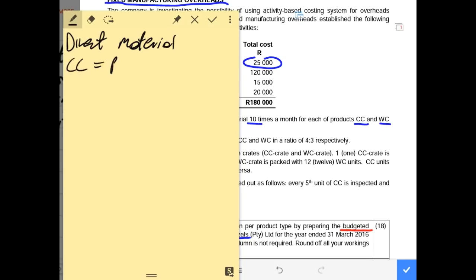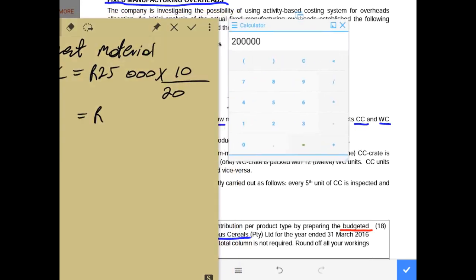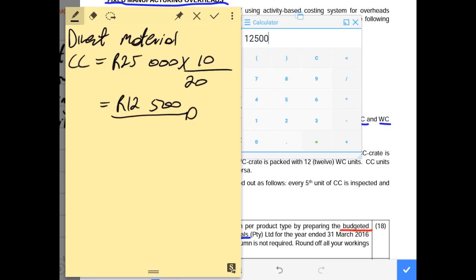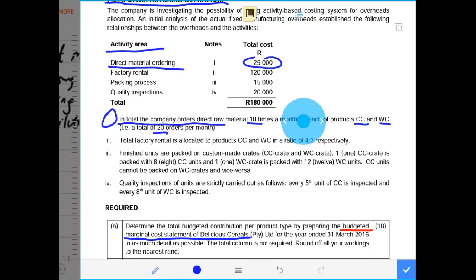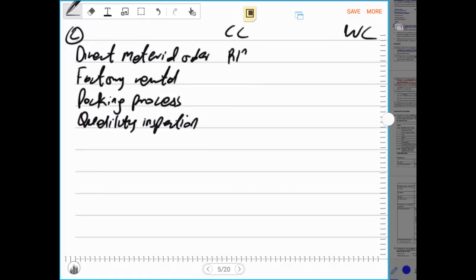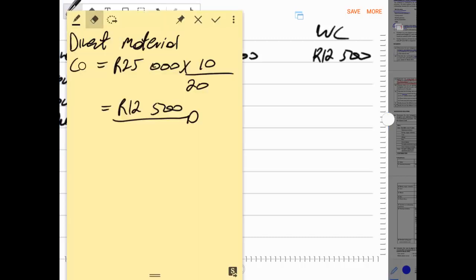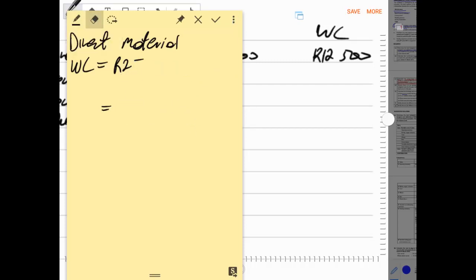Therefore, we start with product CC. It will be the cost of 25,000 times 10, which is the number of orders for product CC, over the total orders for the two products, CC and WC, which is 20. So it is 50-50, and this will give us 12,500 rands allocated to each product. For product CC it is 12,500, and for the second product, WC, it is the same 12,500, because they also had 10 orders on a monthly basis. This was the allocation of the direct material ordering.